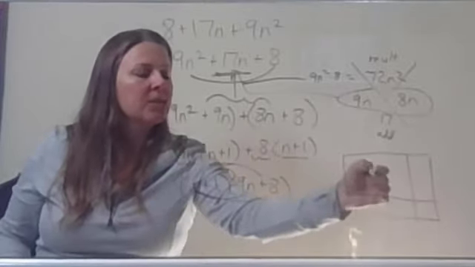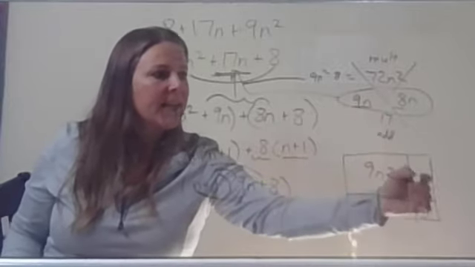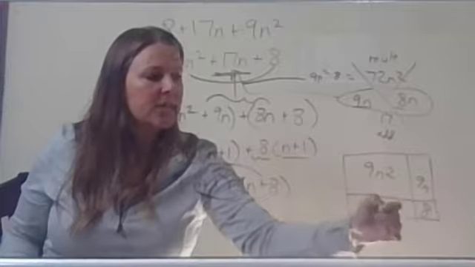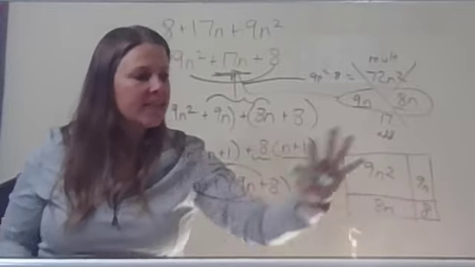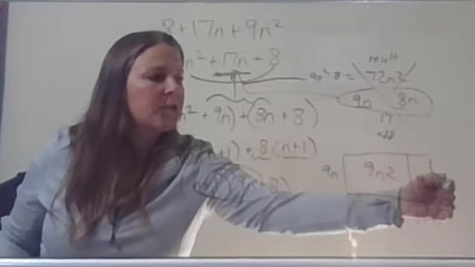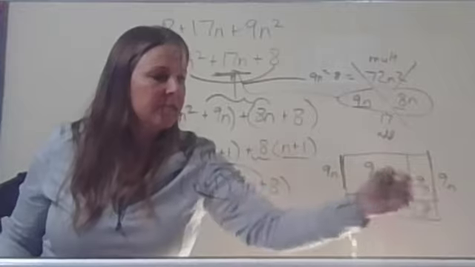So the 9n squared would be here, the 8 would be here, and then the 9n and the 8n are in either box. It doesn't matter which one. So the greatest common factor here is 9n, and it doesn't matter where you go next. It's like a little puzzle. So if this is 9n, this is 9n.